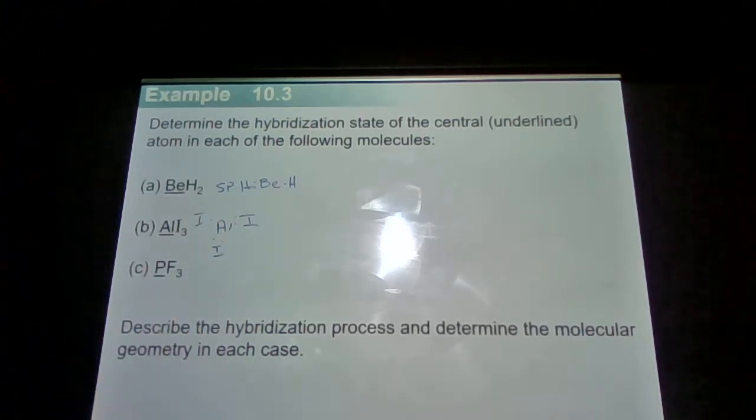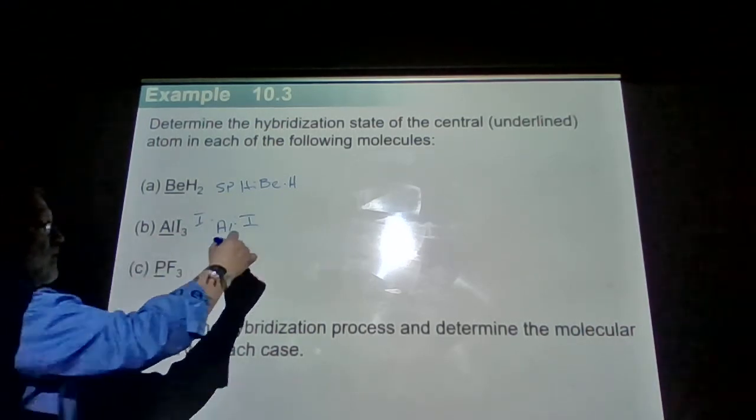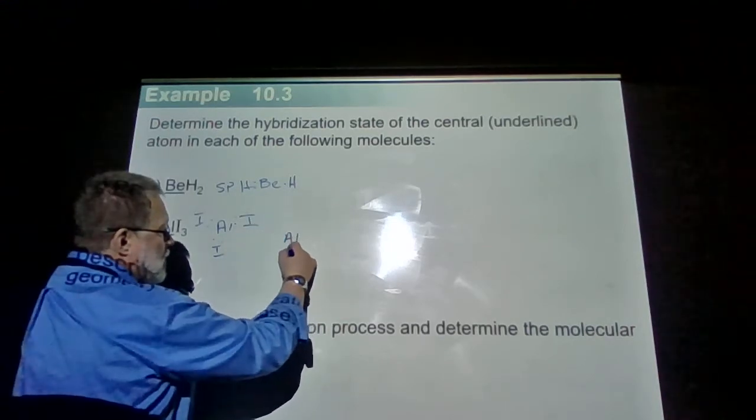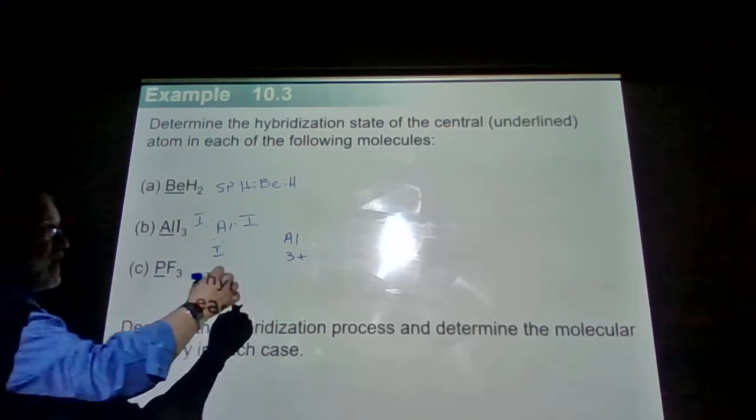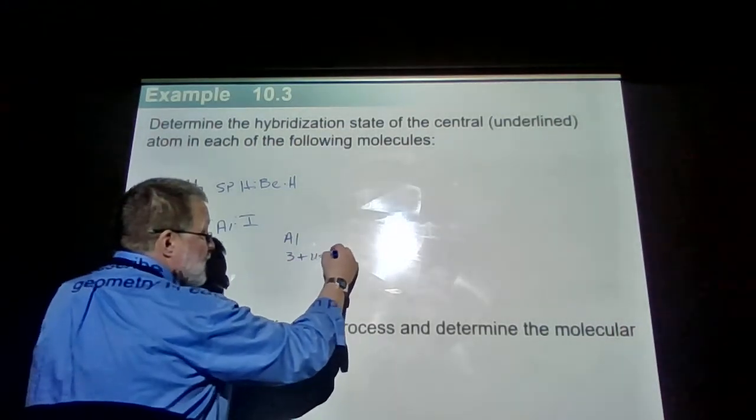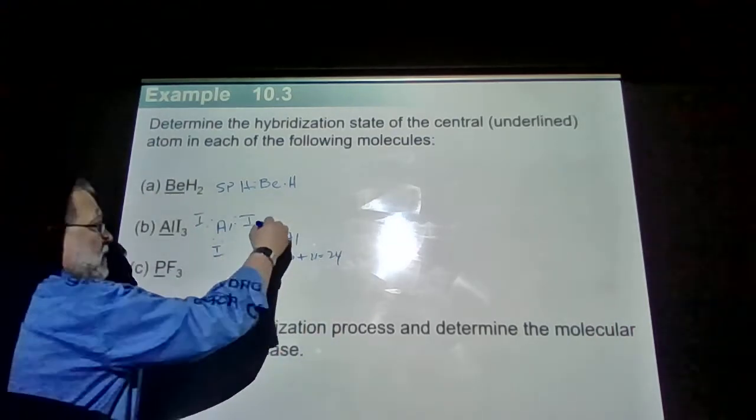Aluminum valence electron is 5, sorry, valence electrons are 3 for aluminum. Valence electrons on iodine is 7, but we have 3 total. 3 times 7 is 21. 3 plus 21 is 24.